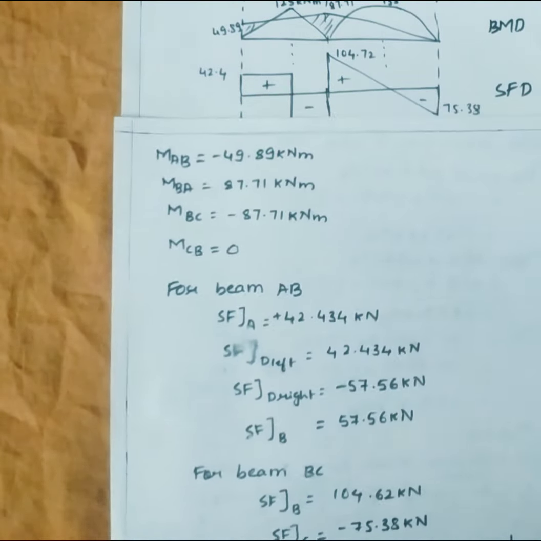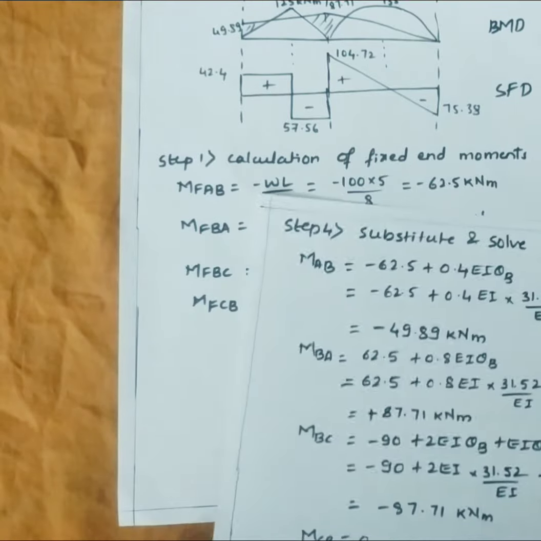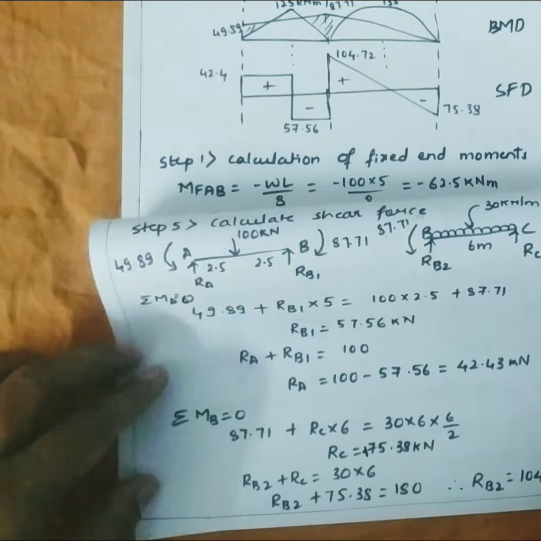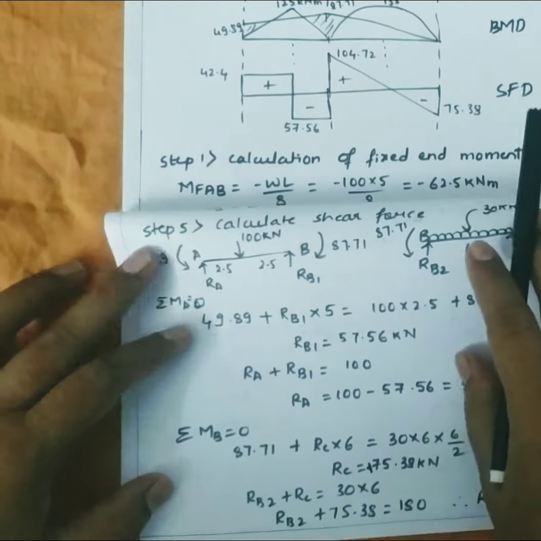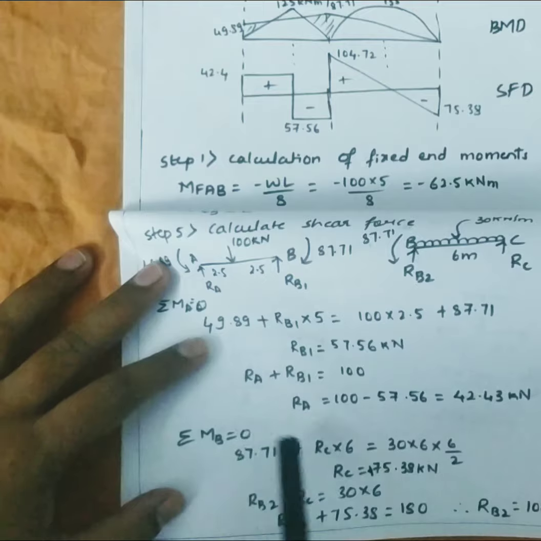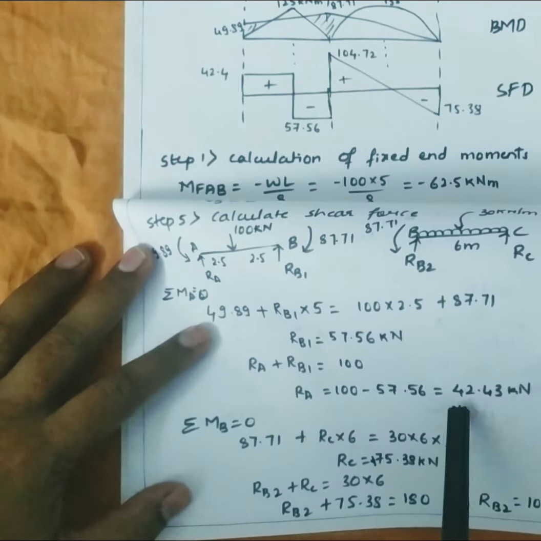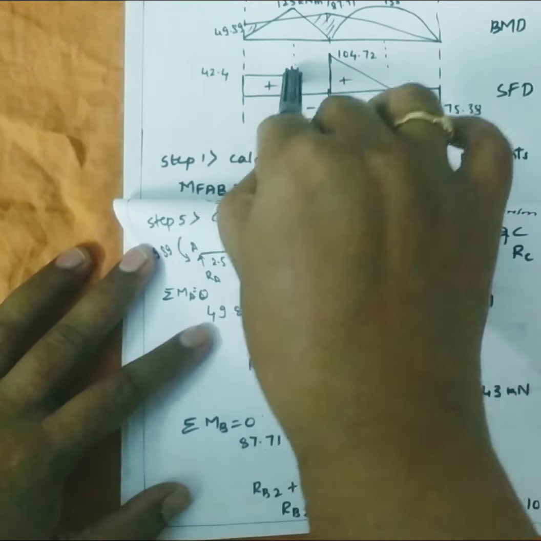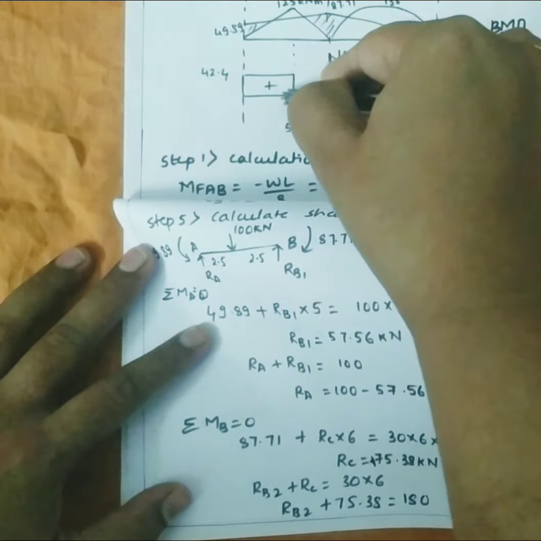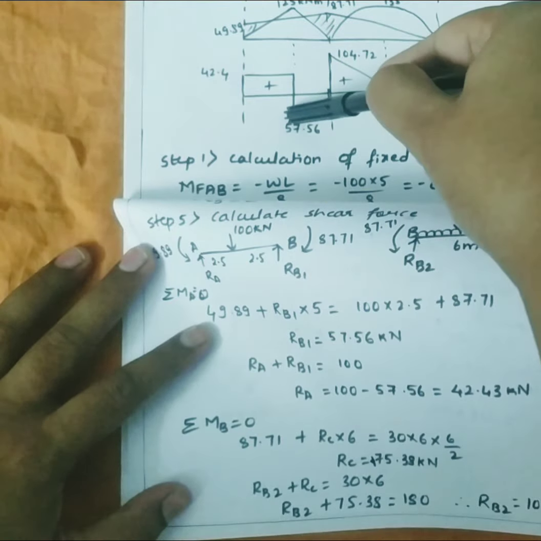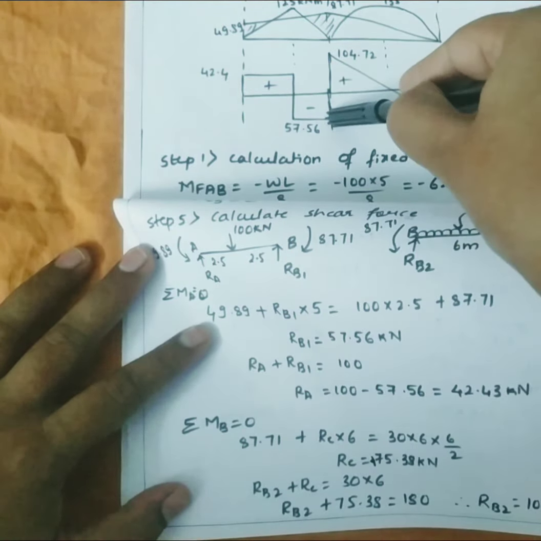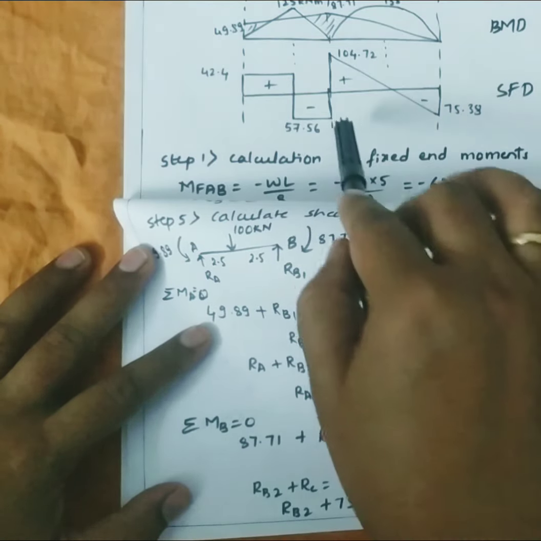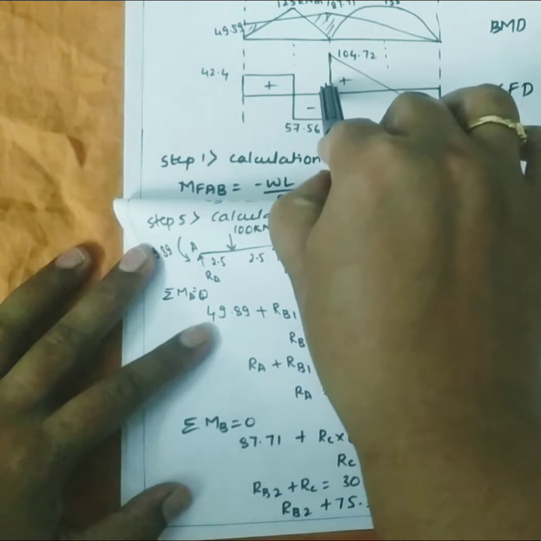Next, how to draw the shear force diagram. To draw the shear force diagram, first we need all these values. First is RA, which we have got as 42.43 upwards. It will be constant till this point. Minus 100 kilonewton, we get minus 57.56, constant till this point. Then RB1 is plus 57.56, till we reach the baseline.